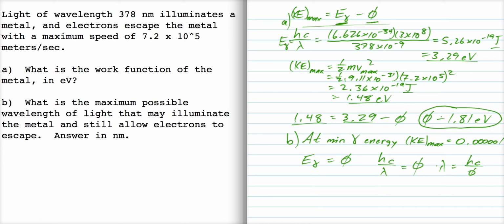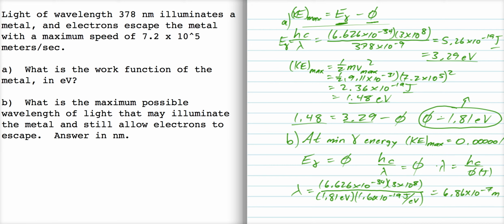But I got to make sure that all this is in MKS units. The work function is going to be in joules for this to work. So lambda is 6.626. So there's Planck's constant. There's the speed of light. And I'm going to divide by the work function. Now the work function is 1.81 eV. That is, well, I can just do the conversion down here. 1.81 eV multiplied by the conversion factor, 1.6 times 10 to the minus 19 joules per eV. Okay, now if you calculate all that out, you get 6.86 times 10 to the minus 7 meters, which is 686 nanometers.